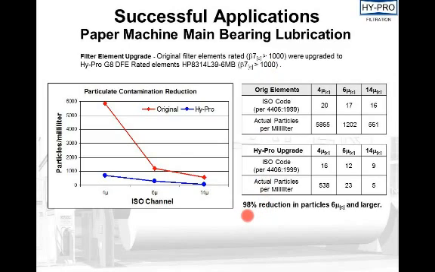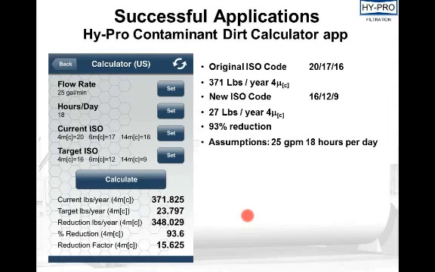So if we can reduce particulate contamination by 98% just by upgrading the filter elements and doing nothing else, that's a huge amount of contaminant that we've reduced, and it's logical to think that we're going to reduce wear and we're going to reduce surface degradation, therefore extending the life of our hydraulic components and bearings. That's a big drop.